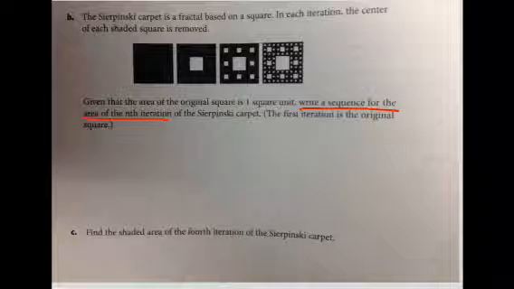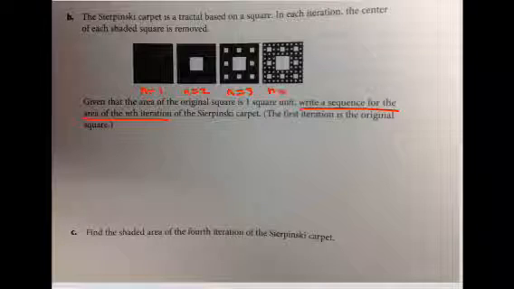Alright, so for 15B, now we're looking at Sierpinski's carpet, and they want you to write a sequence. We're going to write the sequence, and then the two rules, the explicit and the recursive, because you always need to practice both of them. So I have n equals 1, 2, 3, 4, and a sub 1 equals 1. Just like in part A, n is the iteration, or the step, and f of n is the area that is shaded. So the shaded area.